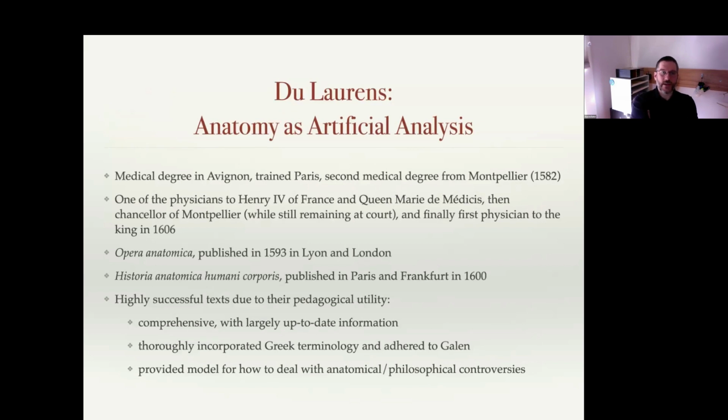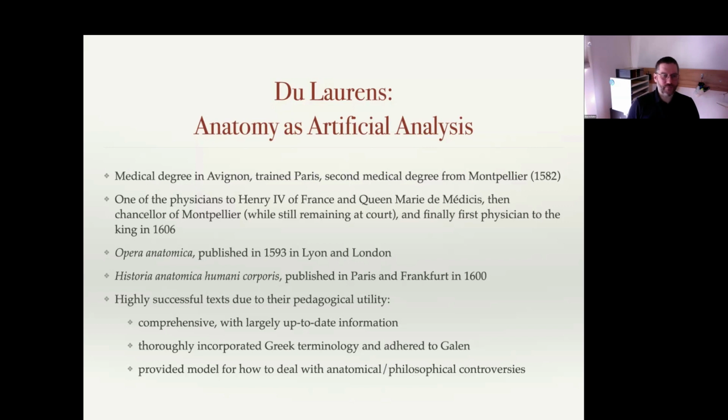Moving to du Laurens, here we have a different sense of anatomy as, he says, artificial analysis. So really an important figure for the history of anatomy in this period. He ended up being a physician to Henry IV of France and chancellor to the University of Montpellier. Finally, physician to the king, first physician to the king in 1606, a really powerful, influential figure. His first Opera Anatomica, published in 1593 in Lyon. That's the one I will be analyzing, Lyon and London. Later, all this material was incorporated into his expanded account, his Historia Anatomica Humani Corporis.